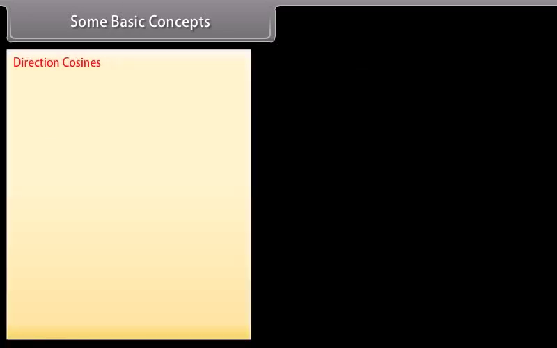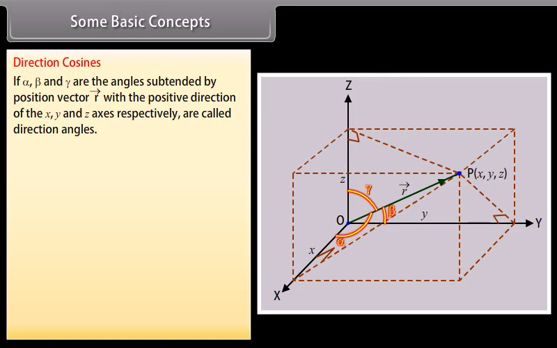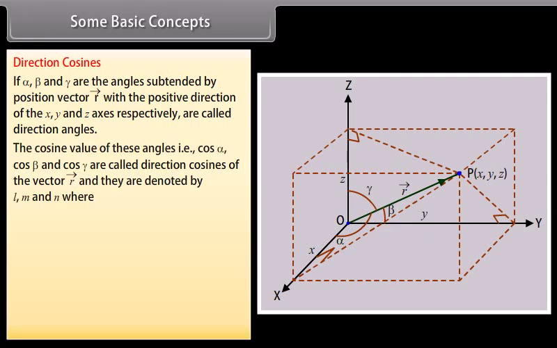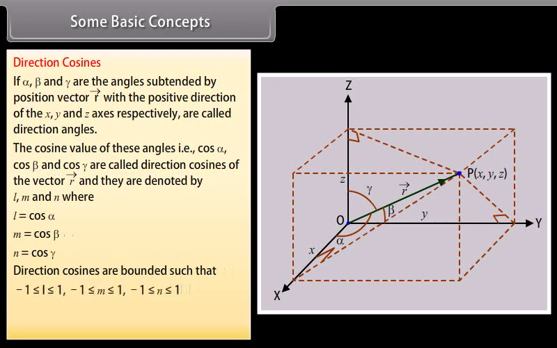Direction cosines. If alpha, beta and gamma are the angles subtended by position vector R with the positive direction of x, y and z axes respectively, they are called direction angles. The cosine values of these angles, that is cos alpha, cos beta and cos gamma, are called direction cosines of vector R and they are denoted by L, M and N, where L equals cos alpha, M equals cos beta, N equals cos gamma. Direction cosines are bound such that minus 1 less than or equal to L less than or equal to 1, minus 1 less than or equal to M less than or equal to 1, minus 1 less than or equal to N less than or equal to 1.